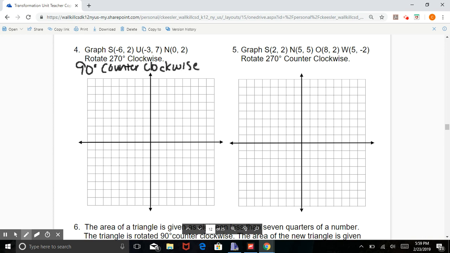And same thing over here. Instead of rotating 270 degrees counterclockwise, that's just 90 degrees clockwise. Okay? It would be silly to go ahead and rotate it 3 times 90 degrees. So you just have to know that it's the opposite 90 degrees in the opposite direction. All right? So good luck. Go ahead and try those two and the algebra problem for number 6. I'll be around to help you out.